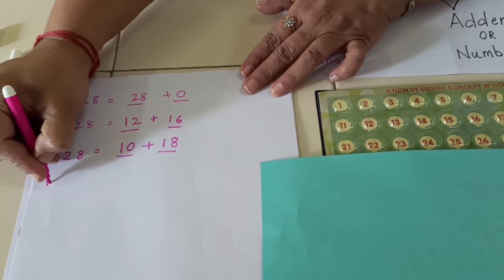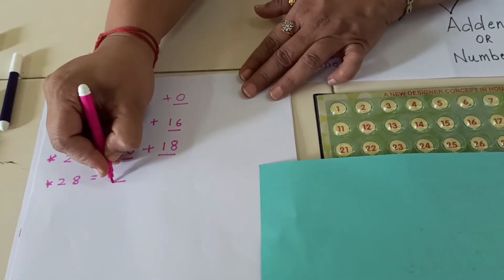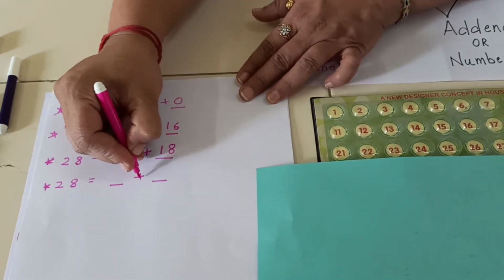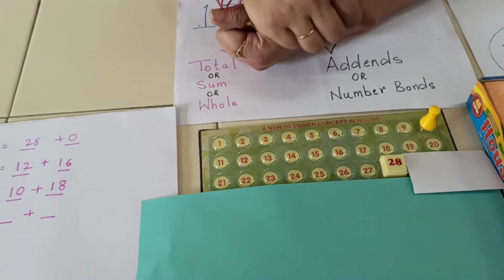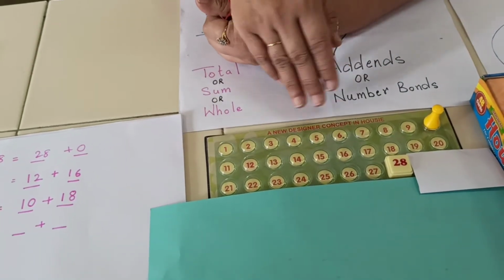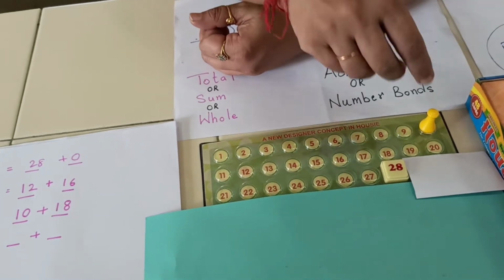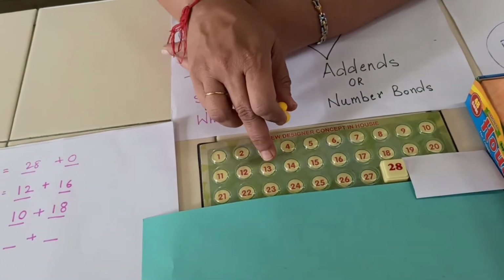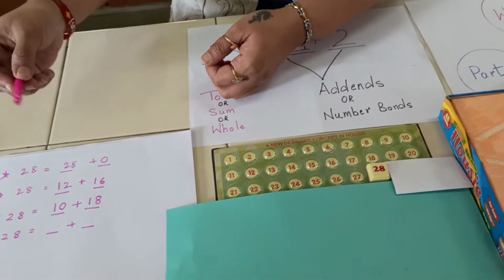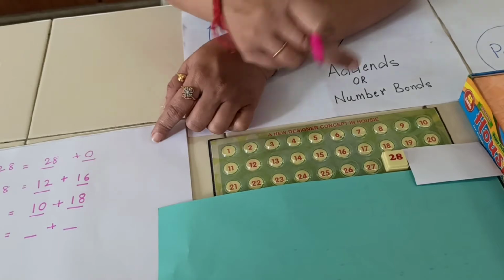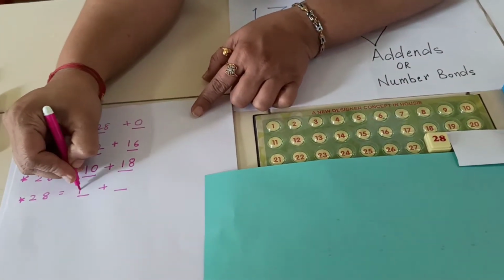Now I am going to give you one more. 28 is equal to, we are going to find two more addends for it. Now tell me where should I take this to? In 20s or in 10s or in single digit? 13. Okay, I have taken 13. So that means I got my first addend as 13. Is it lesser than 28 or bigger than 28? Lesser than 28. Okay, very good.